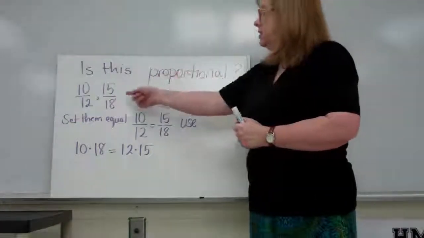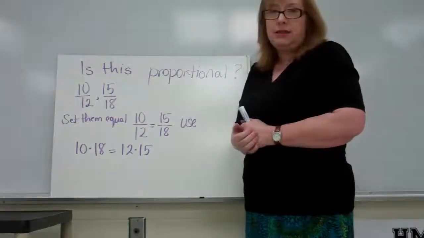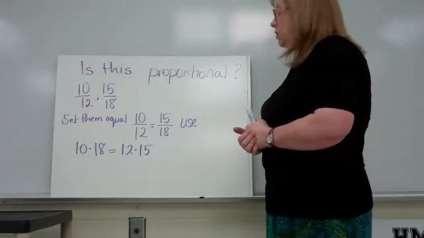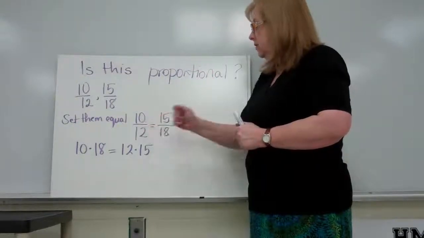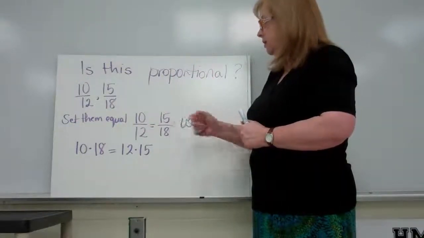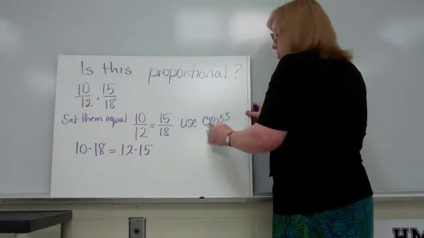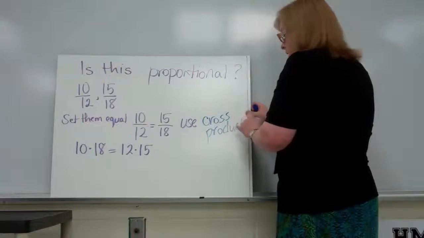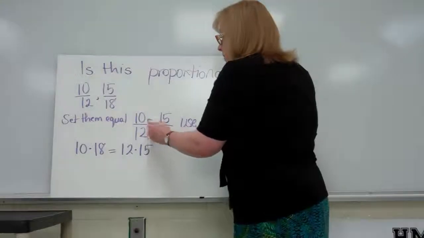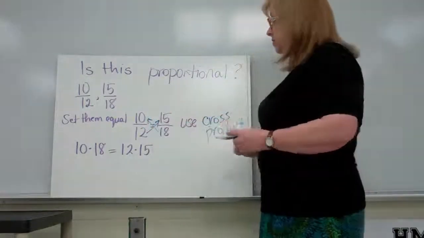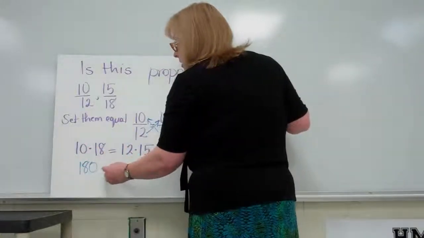So we want to find out if this example, 10 to 12, is the same as 15 to 18. We want to find out if those ratios are equivalent or equal. So we set them equal with an equal sign. 10 over 12 is equal to 15 over 18. We're using our cross multiplying or cross products. And so we have 10 times 18, because we go up here and up there, and 12 times 15. 10 times 18 is going to be 18 with a 0 on the end.